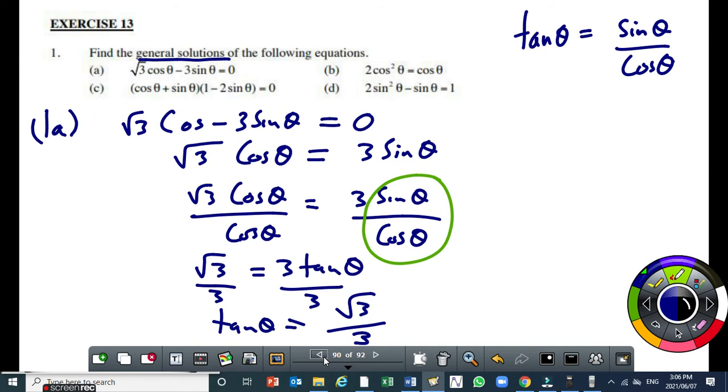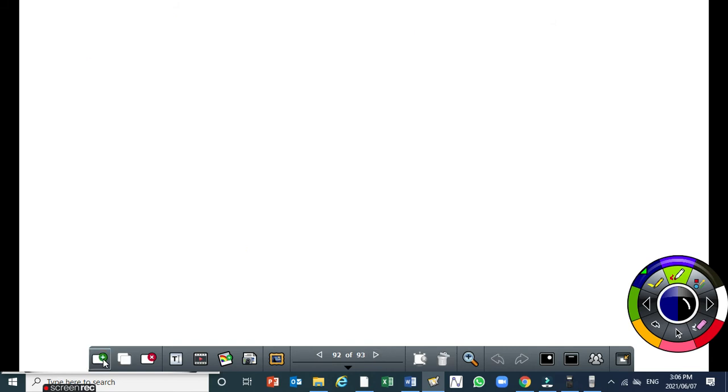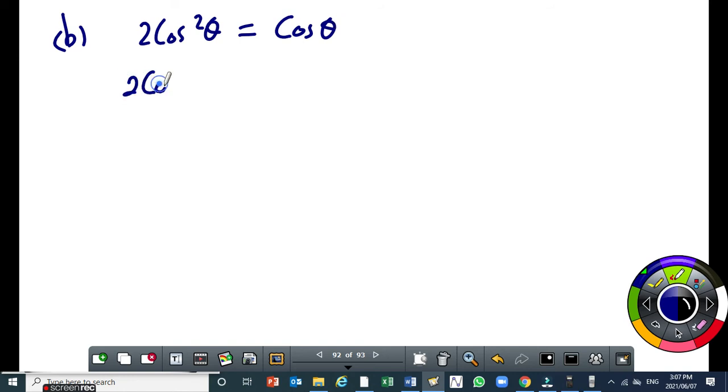part B. So you've got 2 cos squared theta equal to cos theta. Right? So when you've got this one now, don't make the mistake of dividing both sides by cos theta. That will be incorrect. What you do is take the cos theta to the left, you get 2 cos squared theta minus cos theta equal to 0.